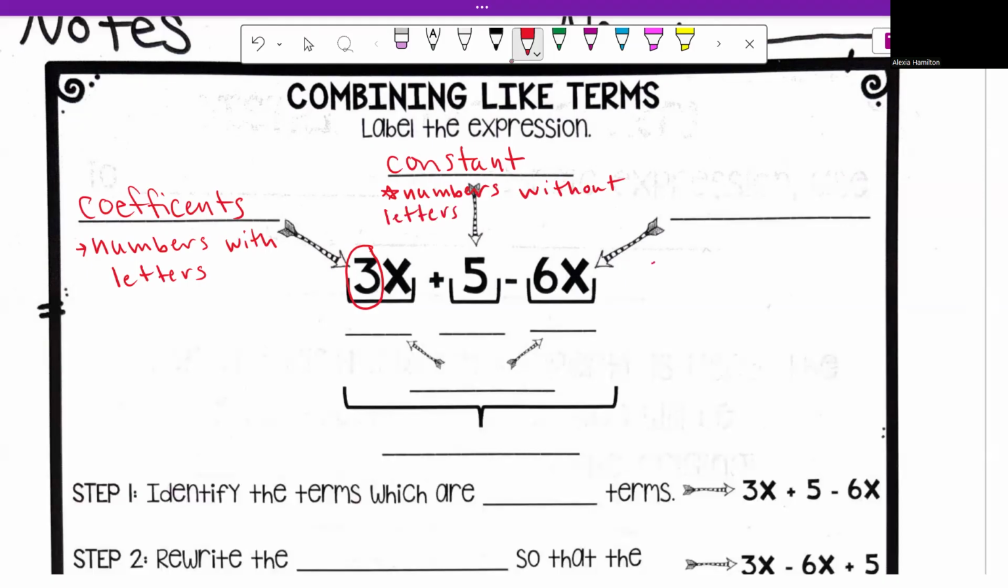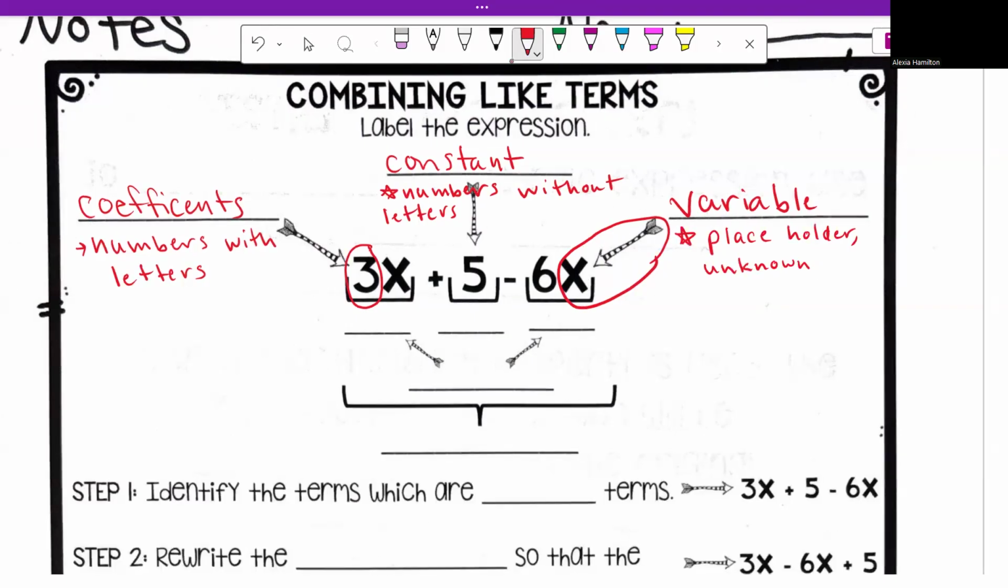And then our last arrow here is just pointing to the x, and that is a variable. Variables can be any letters that you want. The definition is it's a place value or a placeholder. It's the unknown, represented by a letter. Any letter you want. And typically that is what we are trying to find if we are solving.